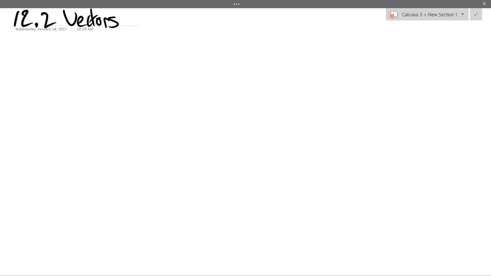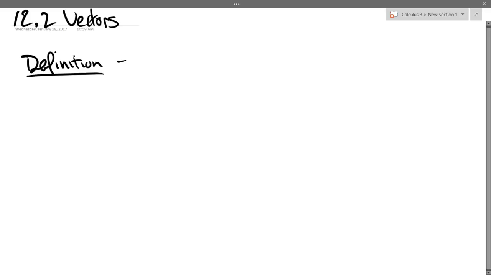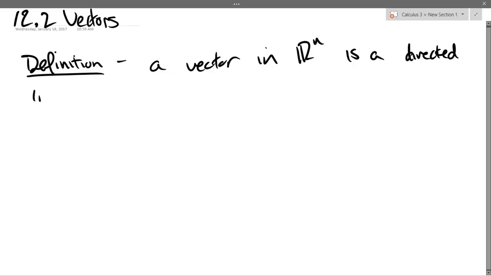All right, so all of our vectors are going to be two or three dimensional. So let's start with a definition. We'll go with a directed line segment. A vector in Rn is a directed line segment. You don't want to use the word ray, because a ray goes on forever. So we don't have infinite vectors.